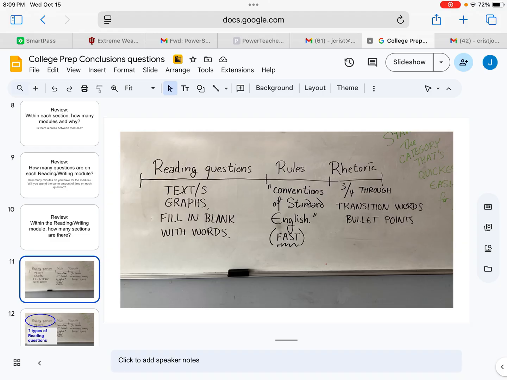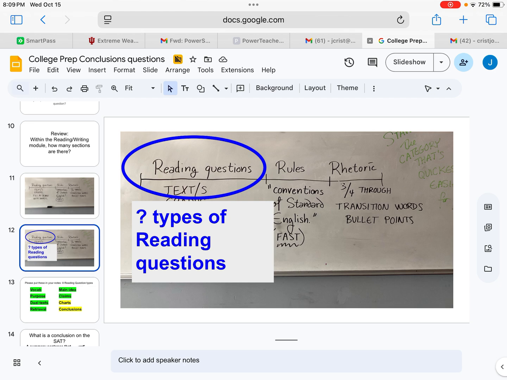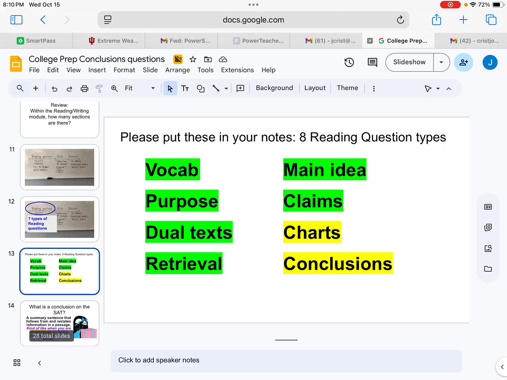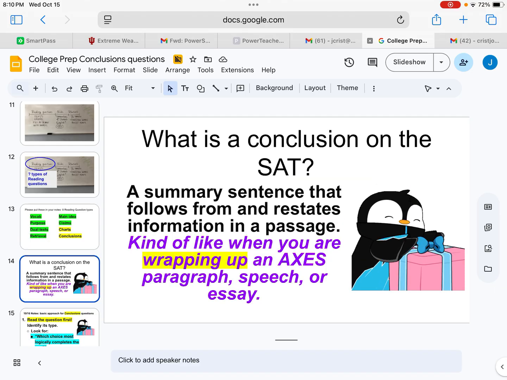And the reading questions section breaks down into how many types? If you said 8, you would be correct, and we have covered roughly 6 of those. We are covering the last 2 this week. Then we will move on to rules and rhetoric. Okay, so grab your pencil, get ready to take notes. We are going to take notes on conclusions questions today.